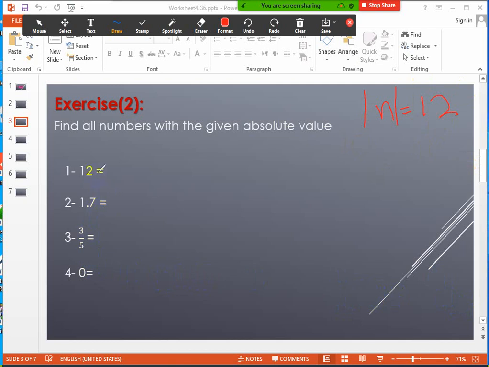Rijan, what is the answer for the first one? What are the numbers that... Very good. Excellent, Rijan. So both 12 and negative 12, not maybe 12 or negative 12. Both numbers have an absolute value of 12. So the numbers whose absolute value equals 12 are the number and its opposite, the 12 and negative 12. Thank you.